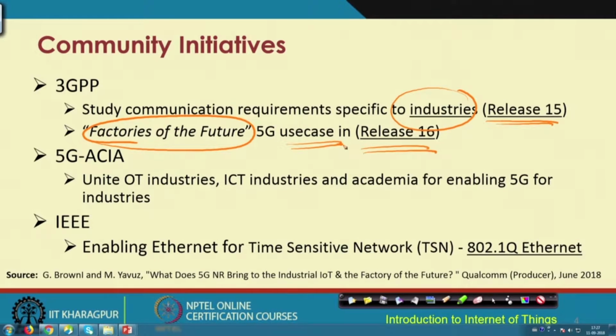And then you have the 5G ACIA, which basically unites the OT industries, OT meaning operational technology, with the ICT industries, information and communication technology, and academia for enabling 5G for industries. So, this is talking about 5G for industries, 5G ACIA, and IEEE has different protocols like the TSN supporting the 802.1Q Ethernet protocol.